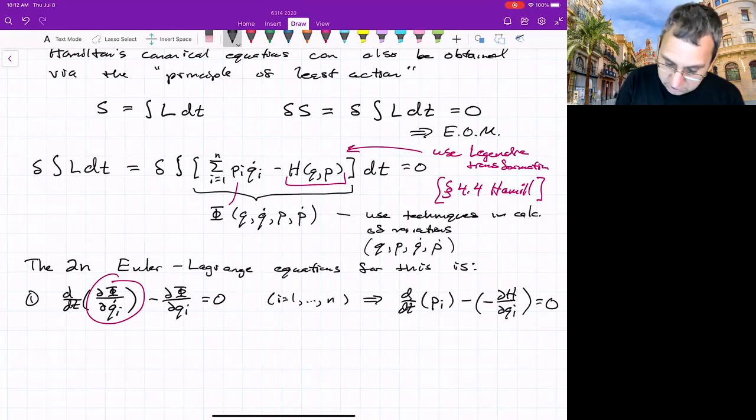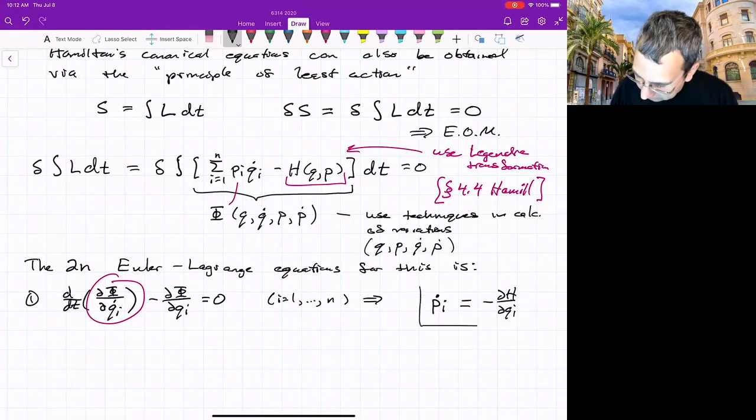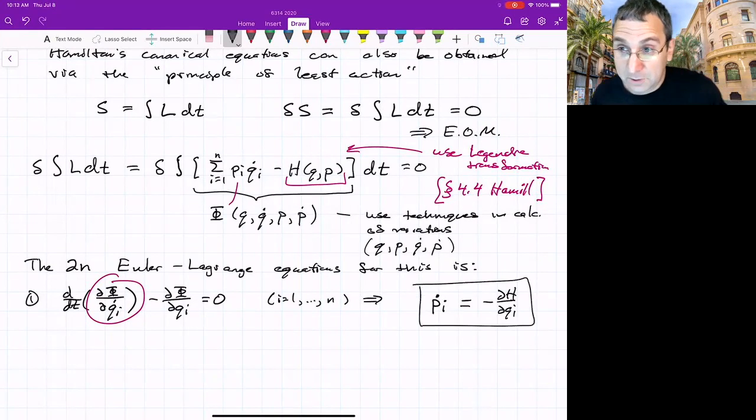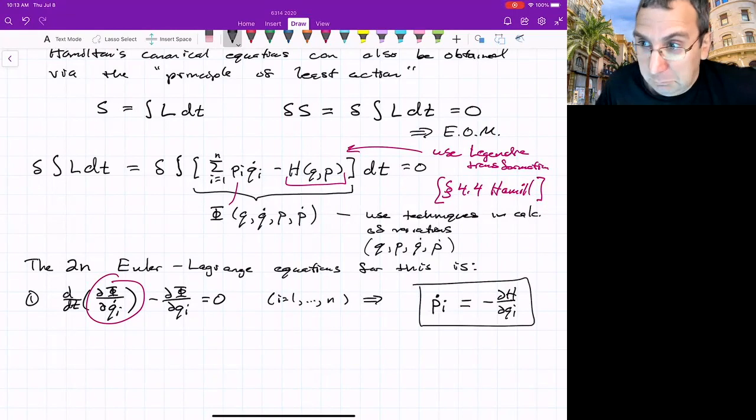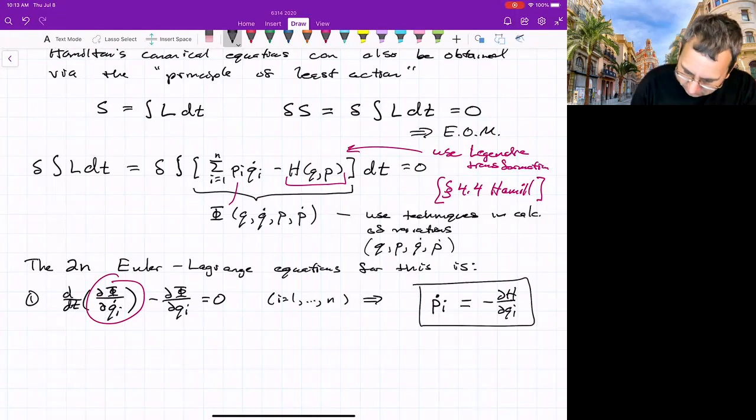All right, now just move things around. This becomes an equals, and instead of writing d/dt of p_i, we'll just write p_i dot. And lo and behold, that looks like half of Hamilton's canonical equations right there. It's kind of weird that the Euler-Lagrange equations for this thing are Hamilton's canonical equations. You get all the big names all at once.